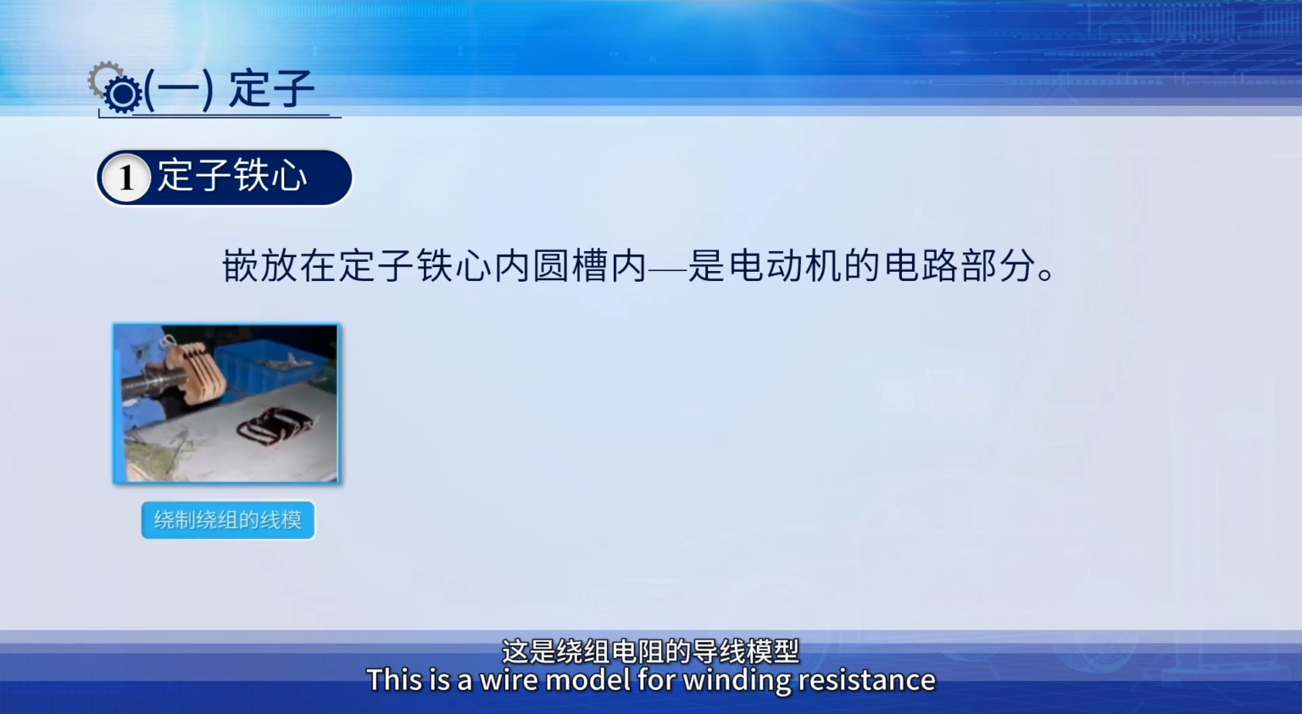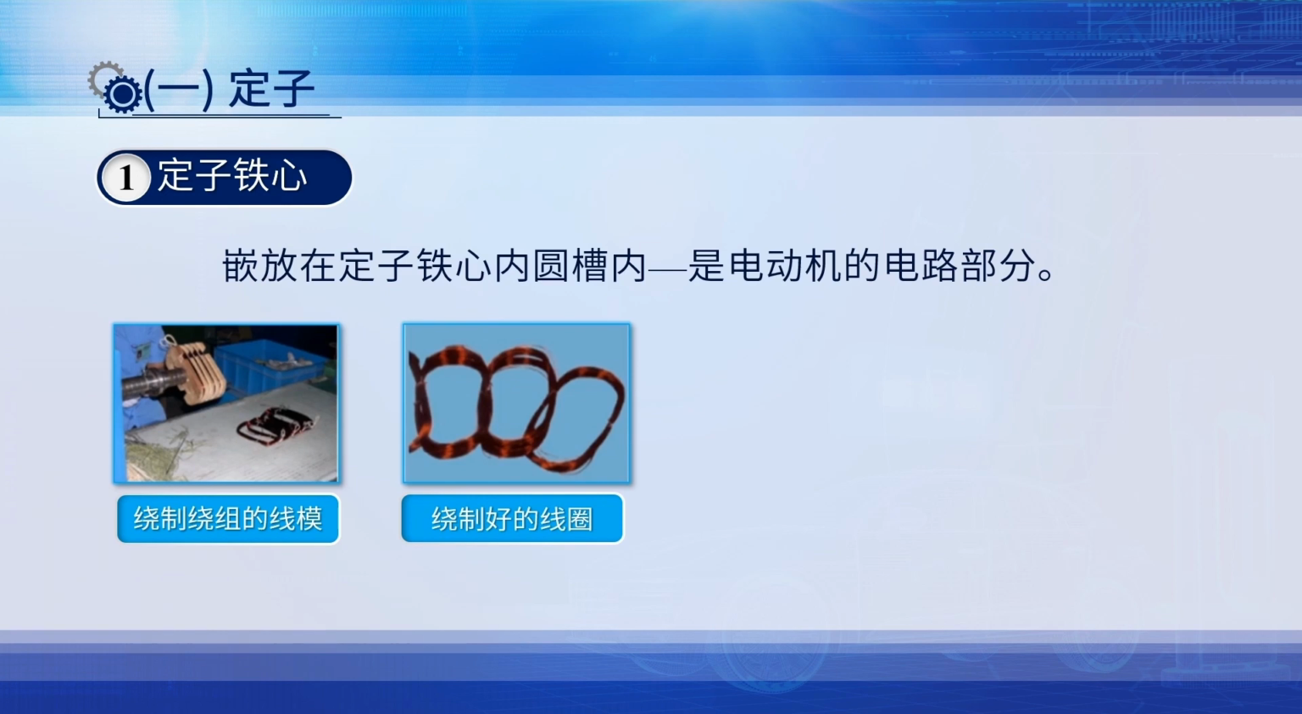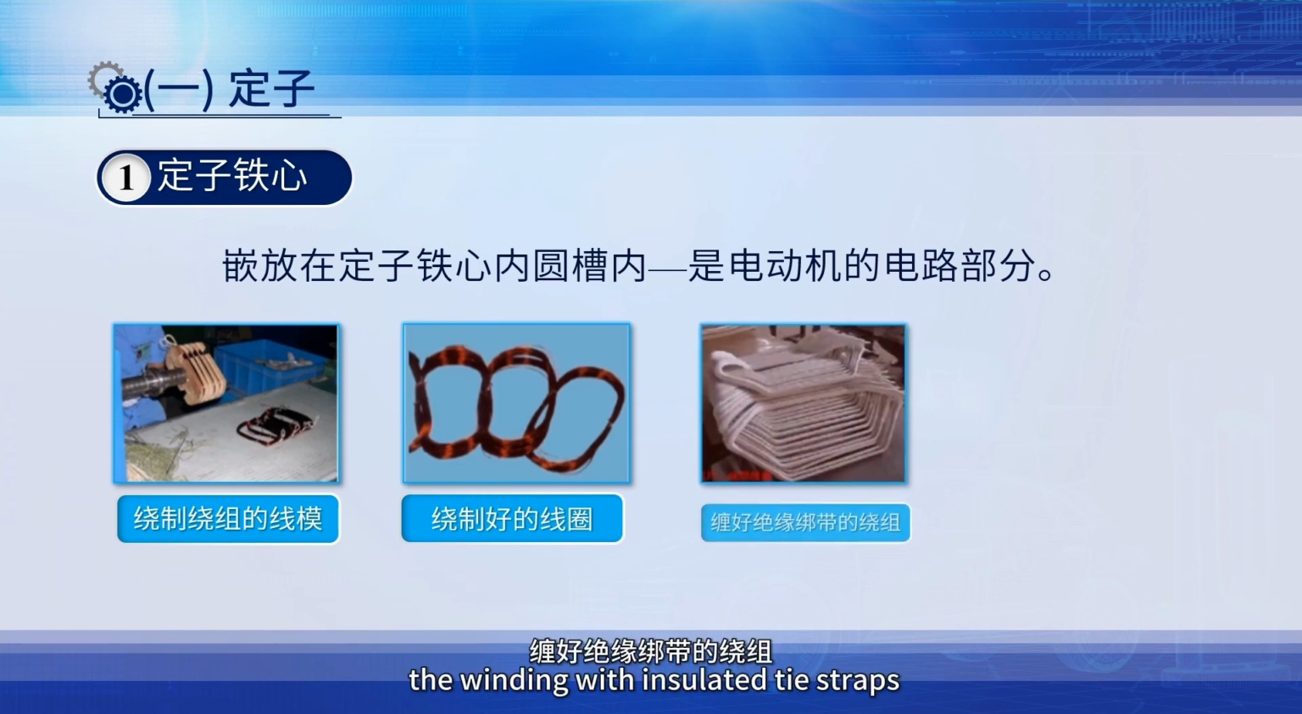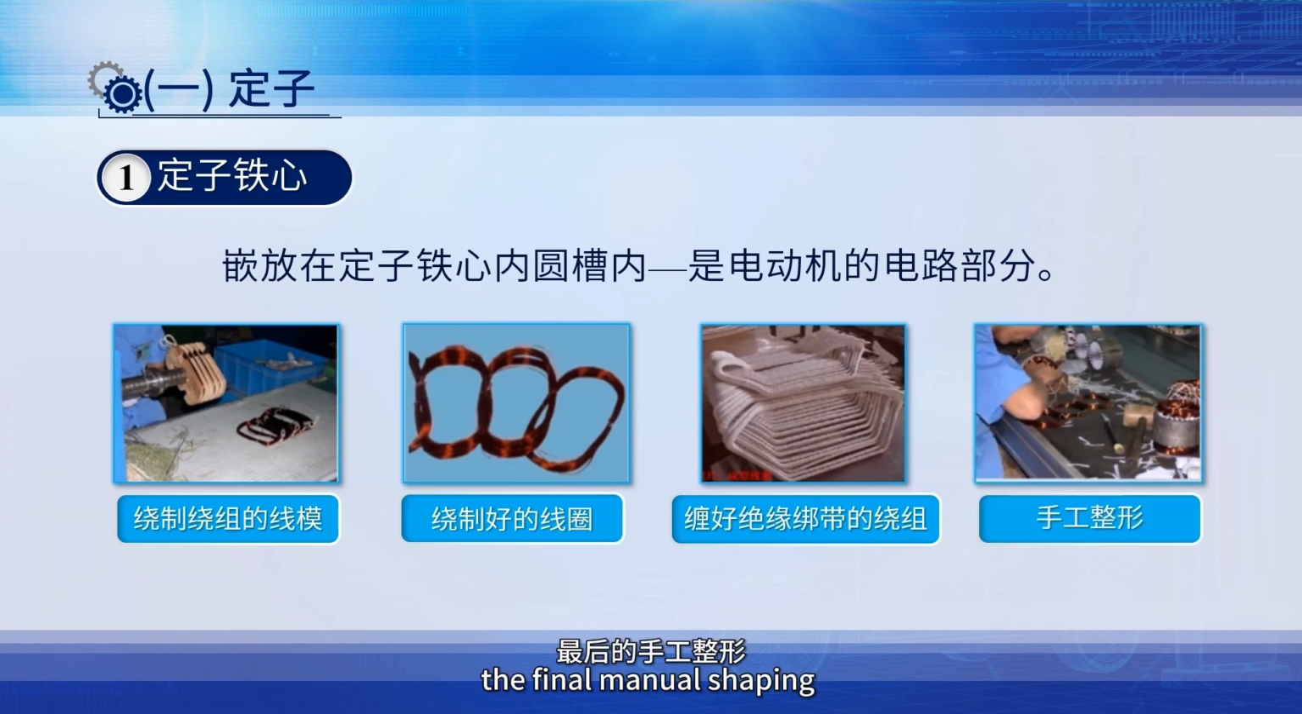This is a wire model for winding resistance. The second figure shows a completed coil. The third figure shows the winding with insulated tie straps. The last figure shows the final manual shaping, which refers to the process of shaping and arranging the winding.